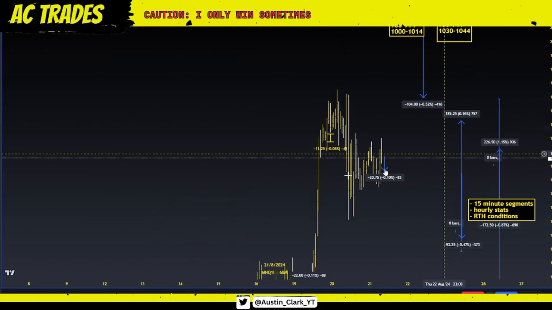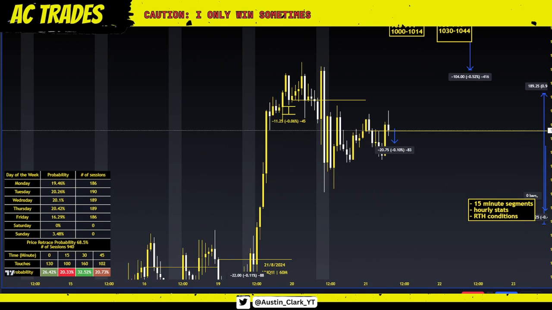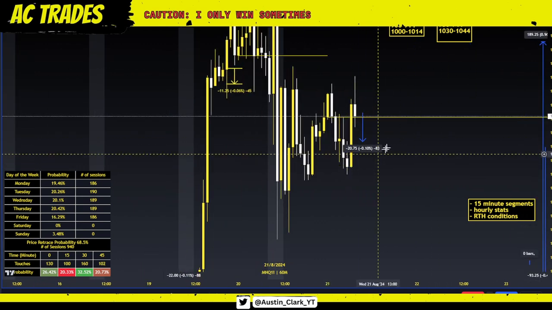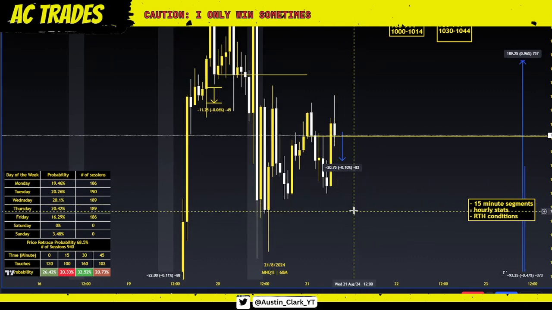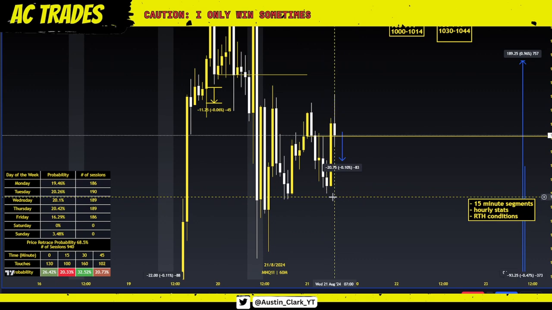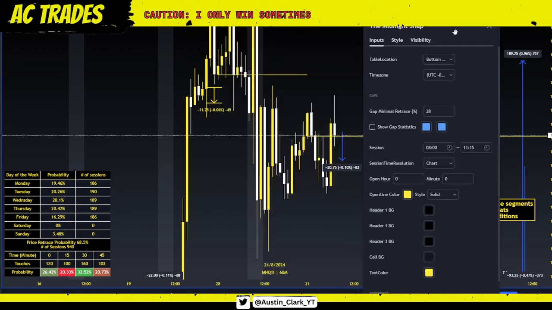So we already know that midnight is the guiding light, right? Midnight is the anchor. Wherever we are above or below midnight, that is what I am trading towards, hands down. Don't care what you think. Don't care what you say. I'm trading it.